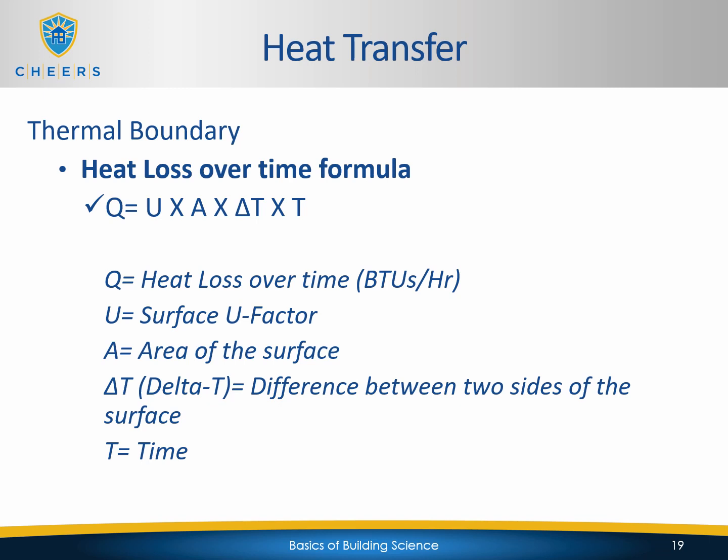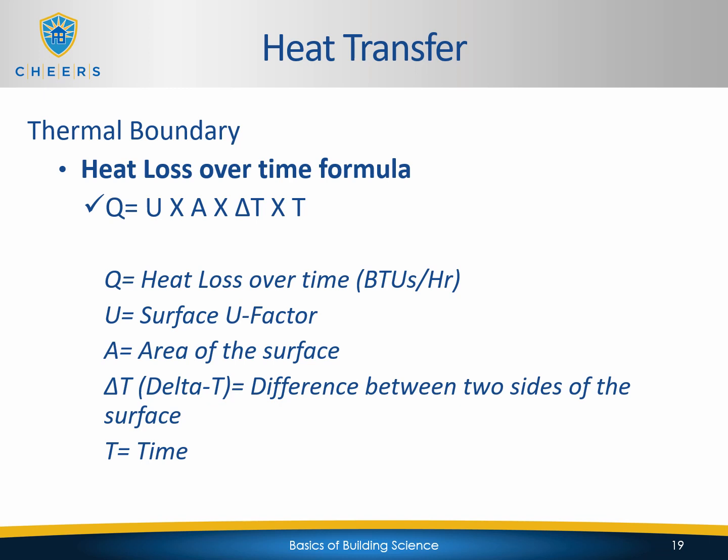So every time you see a formula that has a little triangle, like so, delta T, delta basically is a difference. The triangle means delta, delta T, and the difference is between the two sides of the surface. So obviously we're measuring the heat loss over time of a surface that's dividing an inside and an outside, right? So that difference is the difference in temperature between the inside and the outside. So basically we're going to need to collect the outside temperature and the inside temperature.